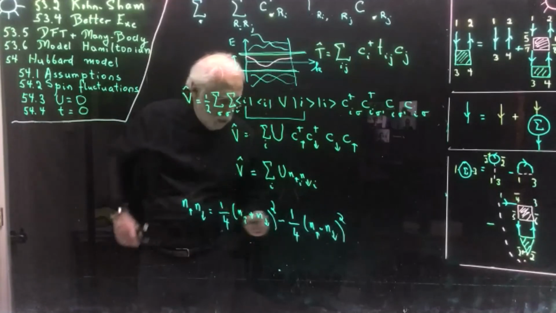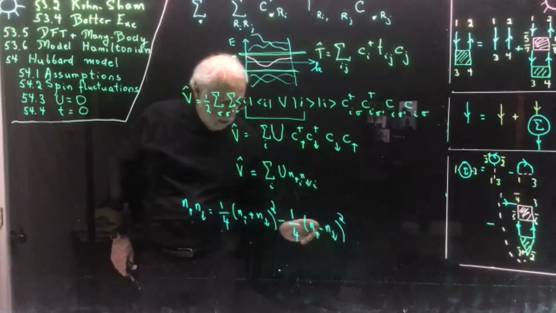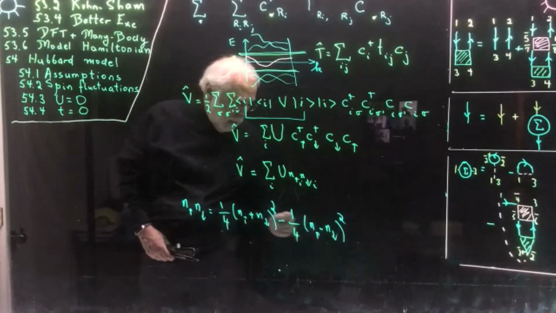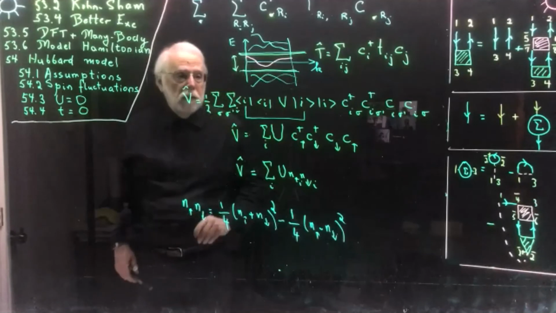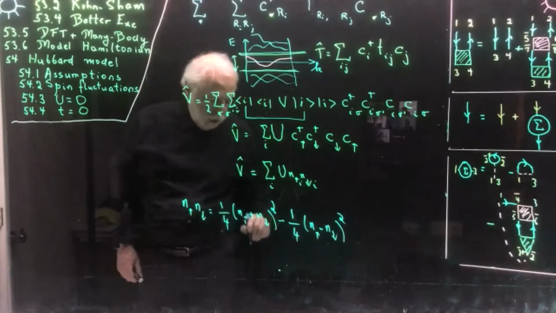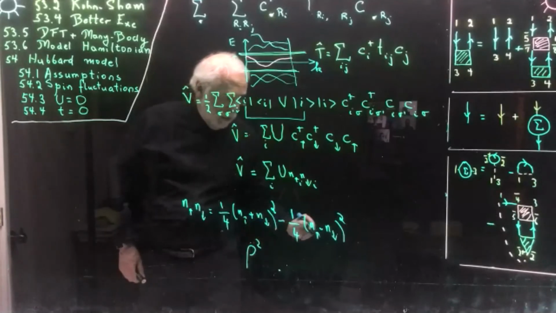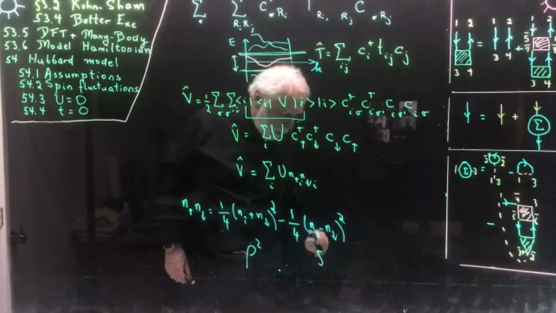So you see n up squared cancels with that, n down squared cancels with that, and then there's a cross term equal to 2 n up n down with 1/4, so it's 1/2, and then there's minus and minus, so that gives n up n down. Okay, so that's charge fluctuation, rho squared if you want, and that's spin fluctuation, S_z squared. So that's a big difference with the electron gas.